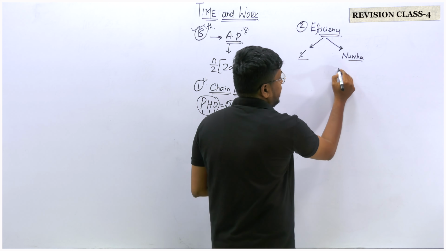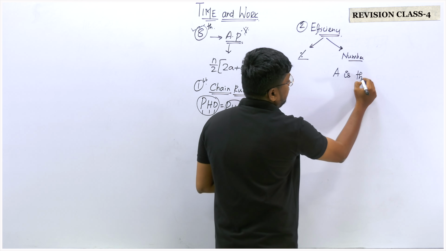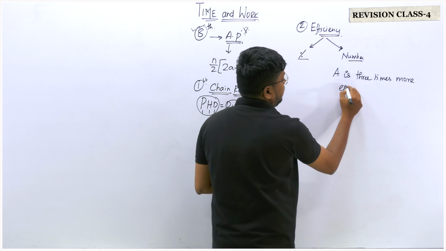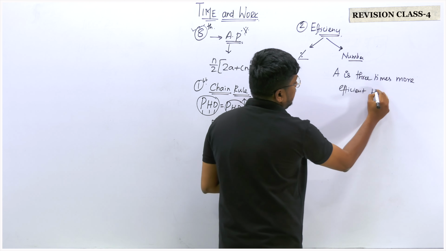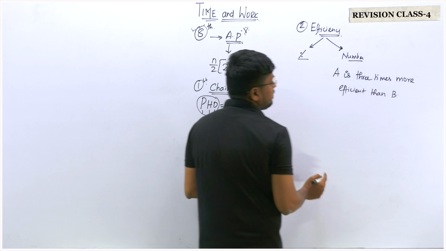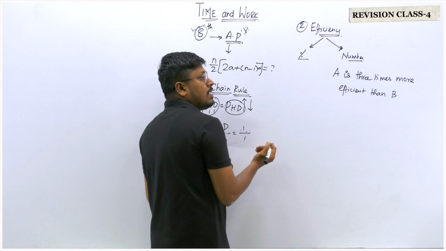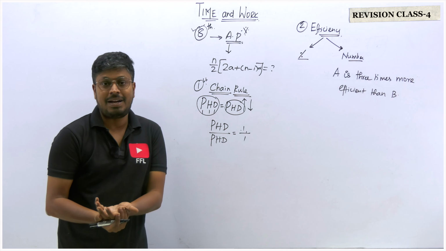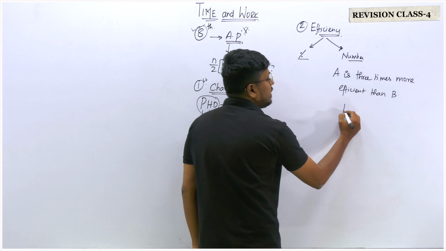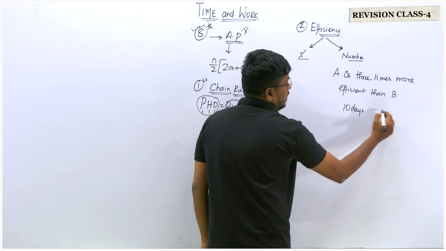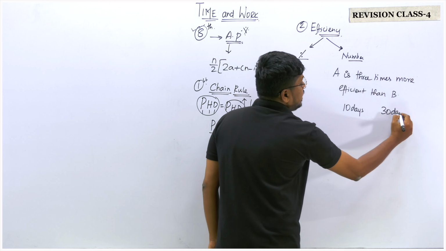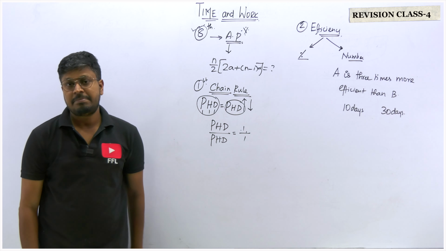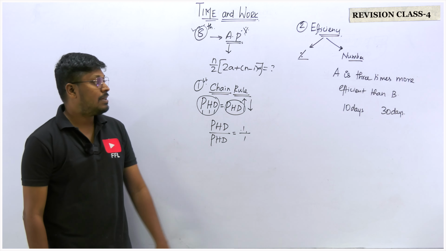For example, if you take a number, A is 3 times more efficient than B. What is the meaning of it? If A is 3 times more efficient than B, that means A can do a work 3 times faster than B. That is the meaning of it, right? For example, if A is taking 10 days to complete a work, then B will be taking 30 days to complete a work. Yes or no? Because the person A is 3 times efficient than B. So this is called as a normal thing.